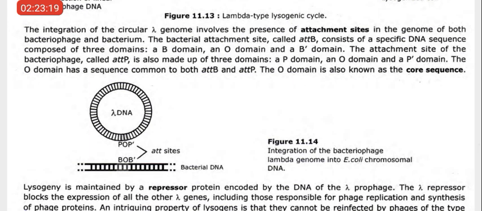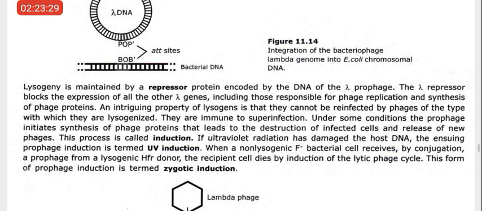Lambda DNA, POP'-BOB', att sites, bacterial DNA, integration of the bacteriophage lambda genome into E. coli chromosomal DNA. Lysogeny is maintained by a repressor protein encoded by the DNA of the lambda prophage. The lambda repressor blocks the expression of the other lambda genes, including those responsible for phage replication and synthesis of phage proteins. An intriguing property of lysogens is that they cannot be infected by phages of the type with which they are lysogenized. They are immune to superinfection.